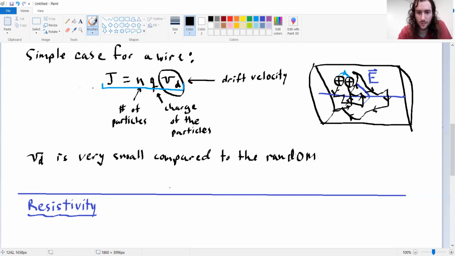So VD is very small compared to the random motion of the charges within their respective atoms.